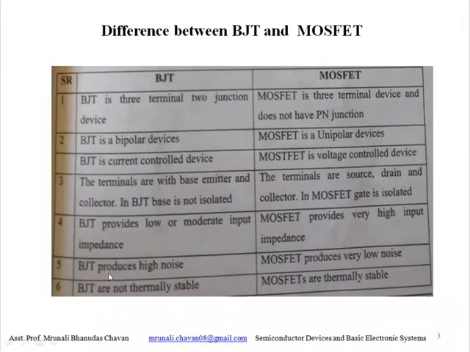Due to the SiO2 layer, the MOSFET provides high input impedance. Next, BJT produces high noise while MOSFET produces very low noise as its input impedance is very high. BJTs are not thermally stable devices, but MOSFETs are thermally stable devices. Okay, this covers the difference between the BJT and MOSFET.